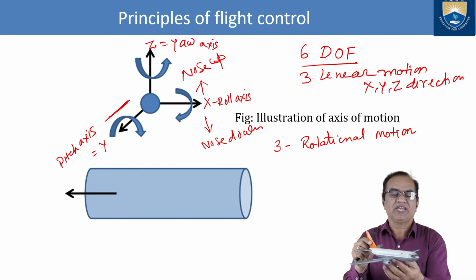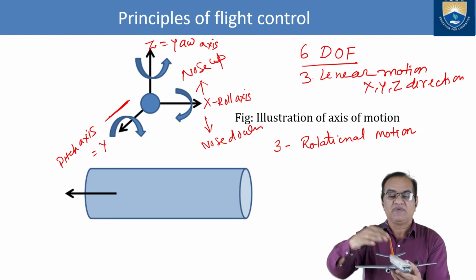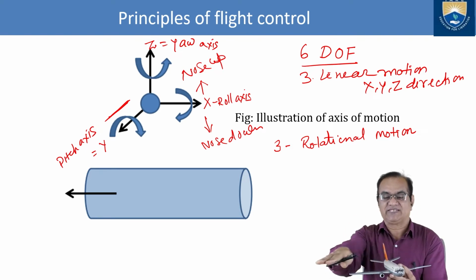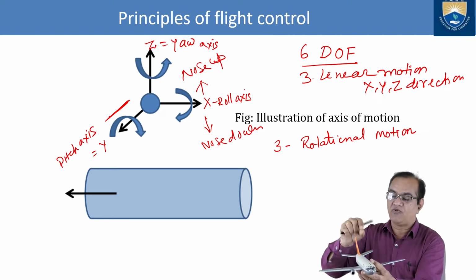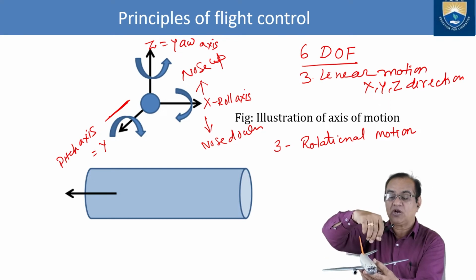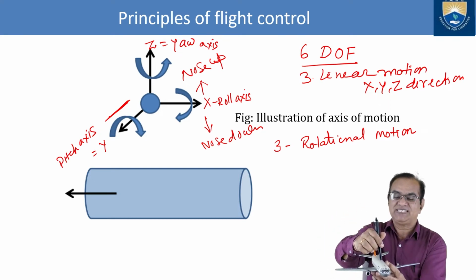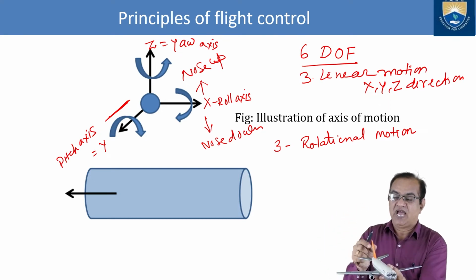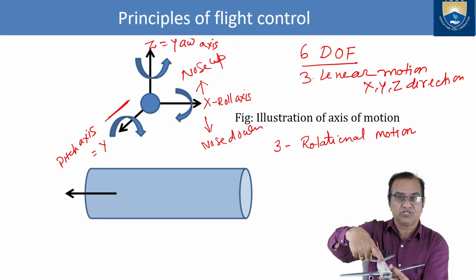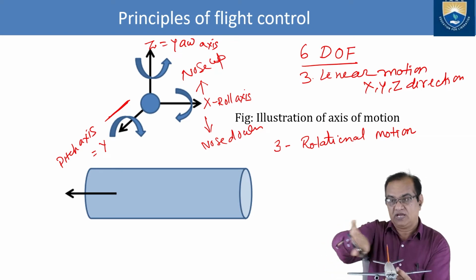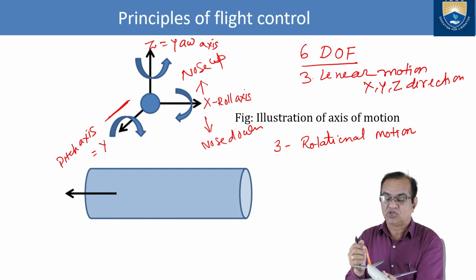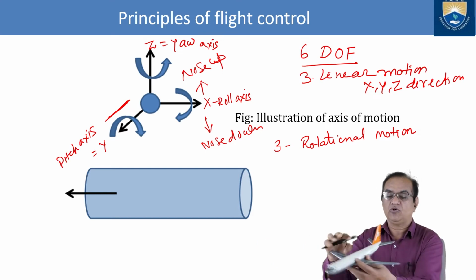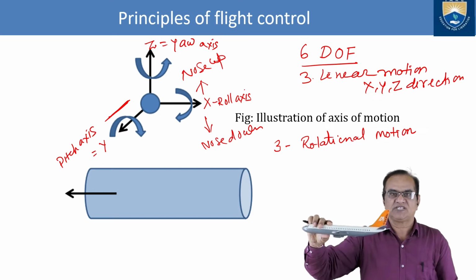If I want to make yaw towards the right, what do I have to do? I need a force here which can work towards the left. Because the CG is here, this force into this distance will generate a moment towards the right. So I need a force here. So what do I have to do? You can see here, I think it is visible here.